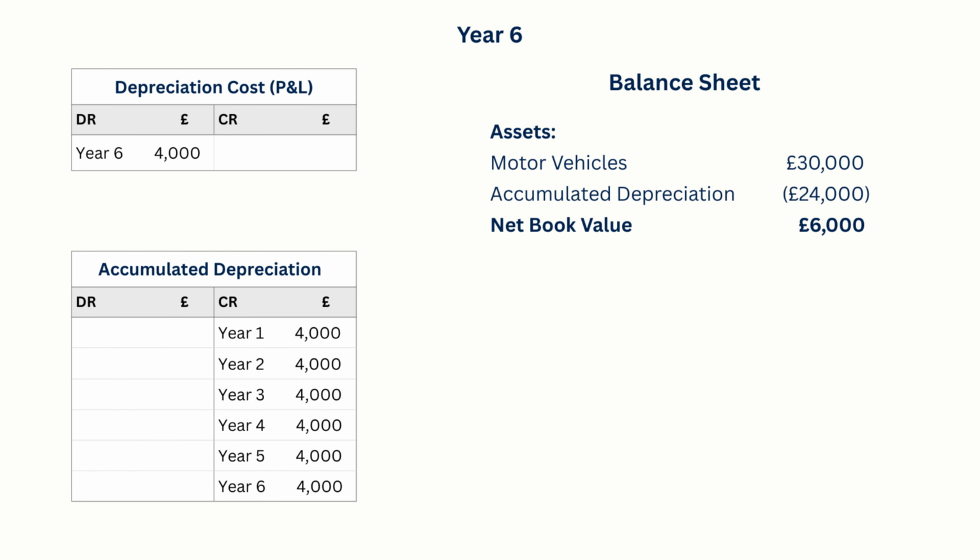On the balance sheet, we always show the asset at original cost, accumulated depreciation separately, and net book value. It allows users of the accounts to see what the asset originally cost, how much value has been used, and how much value remains. So this second example reinforces what we learned earlier. Straight-line depreciation is simple, consistent, and predictable.